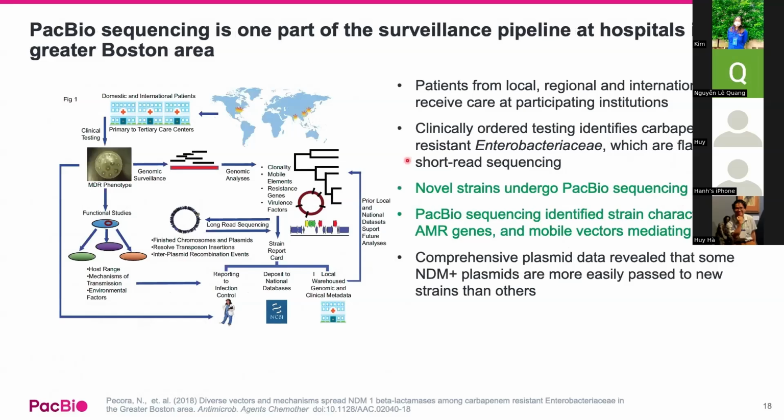PacBio sequencing is also being used as part of the surveillance pipeline in the US. In one of the hospitals in the Boston area, they use our HiFi sequencing as a second line. If there is any novel strain of carbapenem-resistant Enterobacteriaceae, they will use our PacBio sequencing to sequence through the novel strain to identify the strain characteristics, AMR genes, as well as any mobile vectors mediating spread.